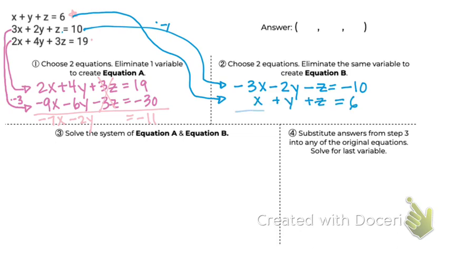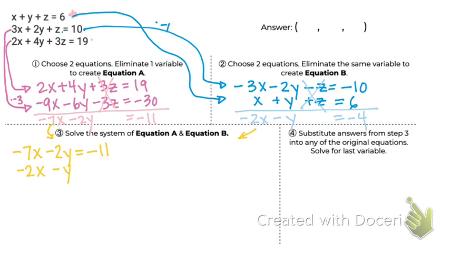Now when I add these equations together, the z's are eliminated. How many x's do I have? Negative 3 plus 1 is negative 2x. How many y's? Negative 2 plus 1 is negative 1y. And then negative 10 plus 6 is negative 4. Now I'm going to take those 2 equations into step 3, and I'm going to solve that system of equations. So let me write them down as they are and see if we have to do anything to them in order to begin solving this system.